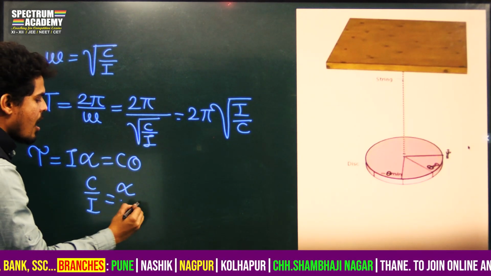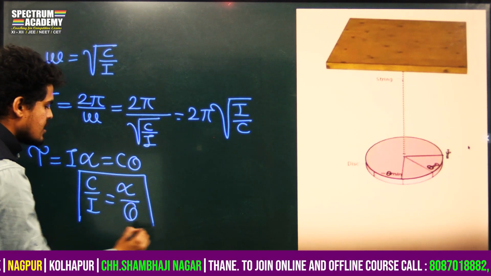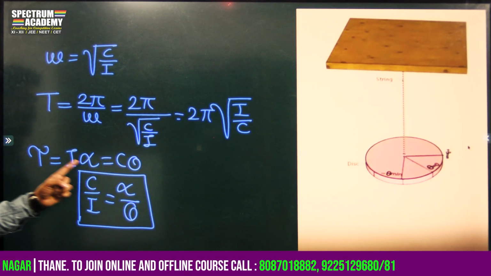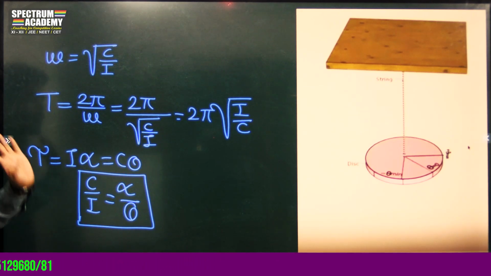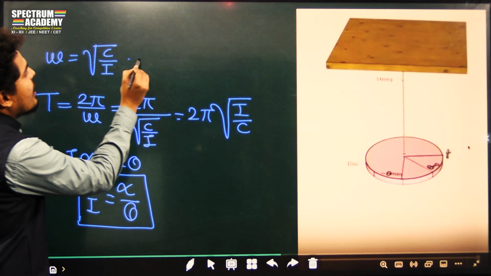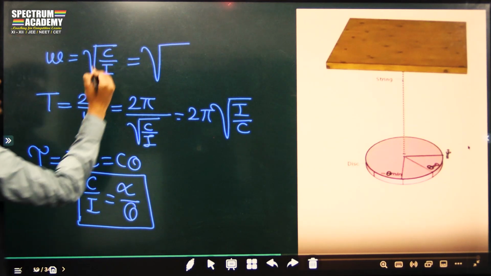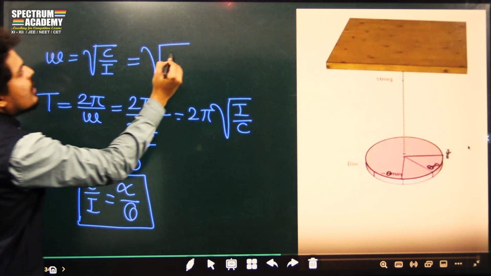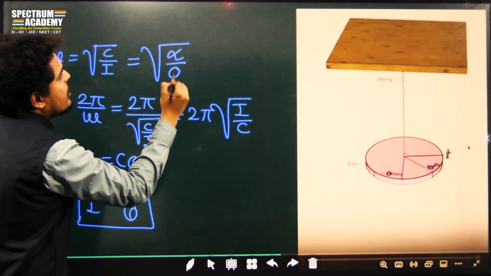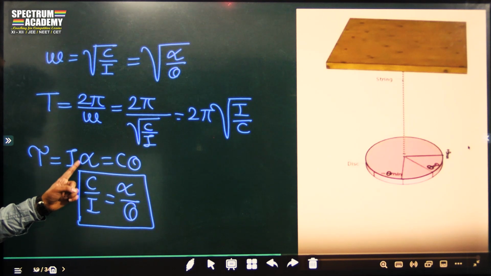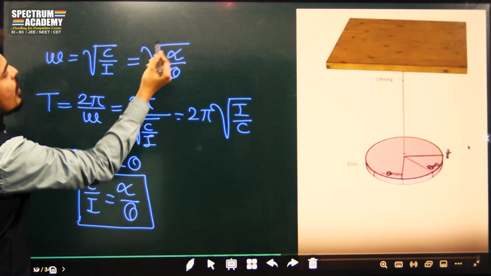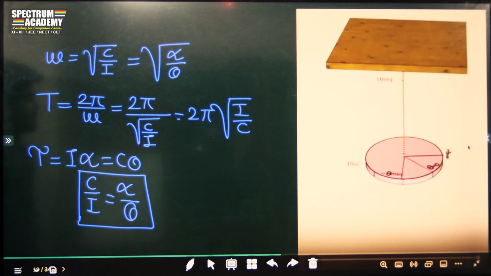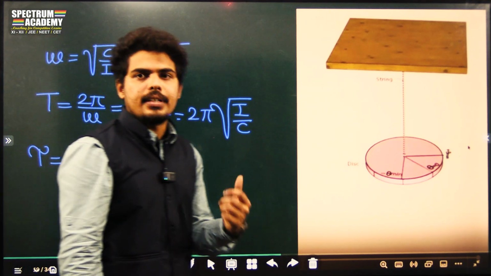I equals alpha upon theta. You can see this thing. So C upon I equals alpha upon theta, so that we can write omega equals under root of C upon I. C upon I means alpha upon theta, because from this you can get alpha upon theta equals C upon I. So omega, angular velocity, equals under root of C upon I equals under root of alpha upon theta. So this is alpha upon theta.